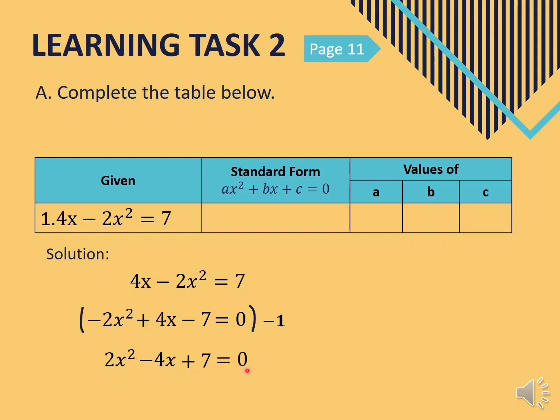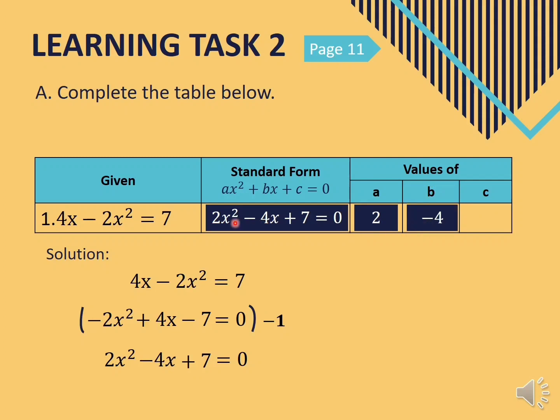So, anong gagawin natin dyan? Okay, we have to put it in our table. So, therefore, the answer is 2x squared minus 4x plus 7 is equal to 0. Okay? Next, what about the values of a, b, and c? What is the value of a? Very good. So, that is 2. How about b? Okay, we have negative 4. And how about c? We have a positive 7. So, that is how we do that. Okay, did you understand? Okay, I hope so.